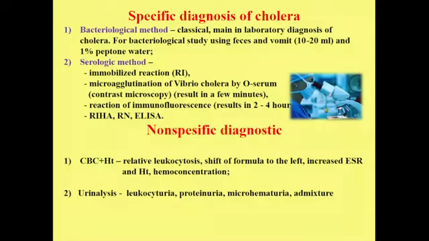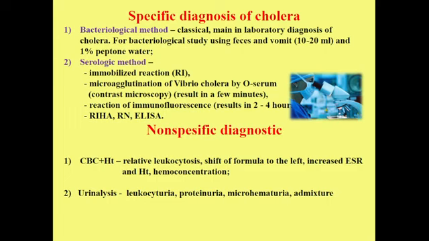Specific diagnosis of cholera. The bacteriological method is the classical, main one in laboratory diagnosis of cholera. For bacteriological study we use feces and vomit, 10-20 milliliters, and 1% peptone water. Serologic methods: immobilization reaction, microagglutination of Vibrio cholerae by O serum under phase-contrast microscopy, with result in a few minutes; reaction of immunofluorescence, with result in 2-4 hours; RIHA, RN, ELISA.